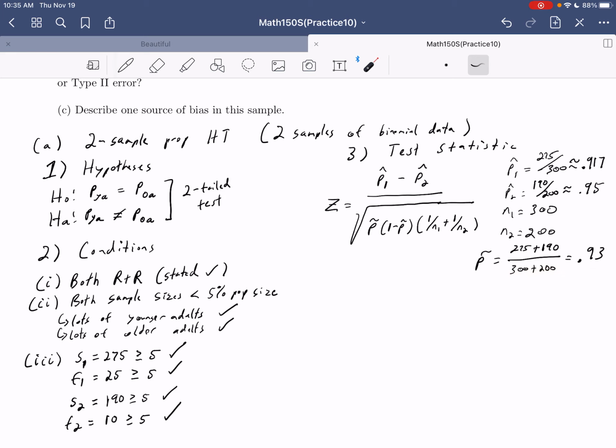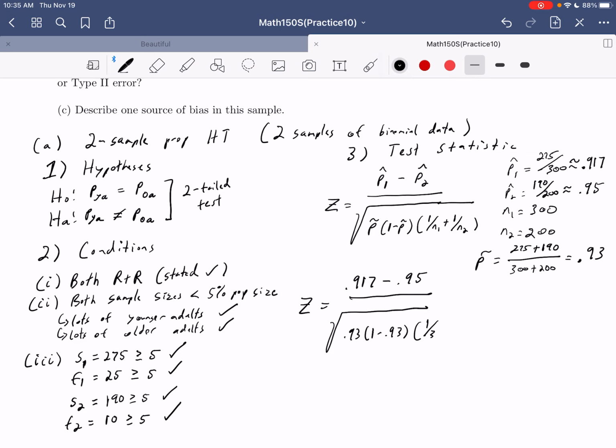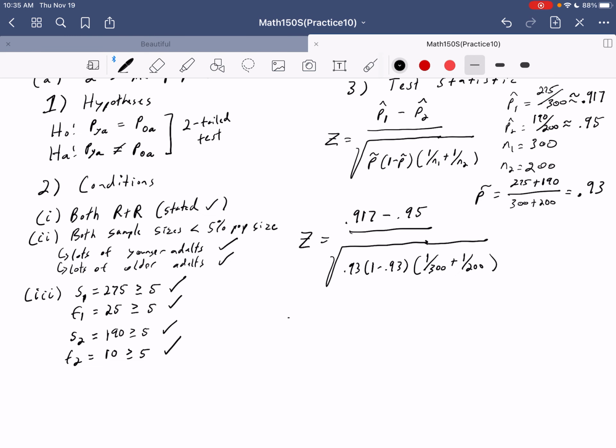So this will always be located between the two sample proportions, but it'll be a little closer to whichever sample was a bit larger. Okay, we can now go ahead and plug all this stuff in. So we have that Z is 0.917 minus 0.95 divided by the square root of 0.93 times (1 minus 0.93) times (1 over 300 plus 1 over 200). As is usual, we'll do the top and bottom separately. So up top, 0.917 minus 0.95, we should get minus 0.033.